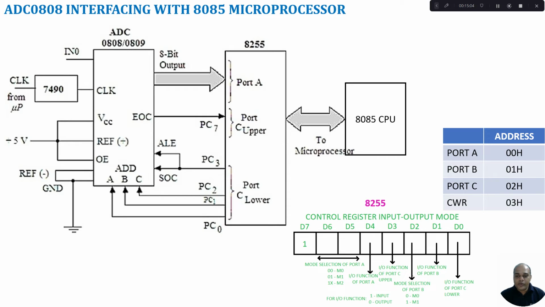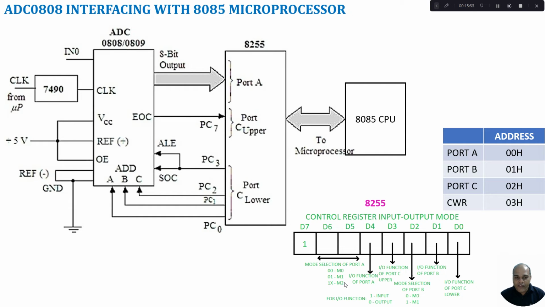Now we are going to use this 8255 as a IO mode. So the D7 bit is set to 1. Then D6 and D5 is used for mode selection of port A. So port A can be in 3 modes: mode 0, mode 1, mode 2. So mode 0 is a simple IO mode. Mode 1 is with handshake signals. Mode 2 is a bidirectional mode.